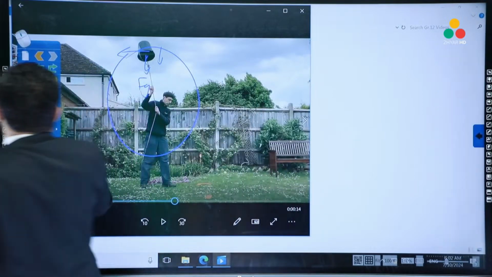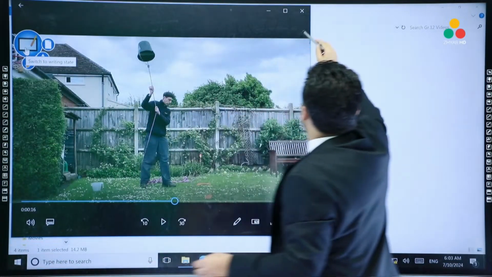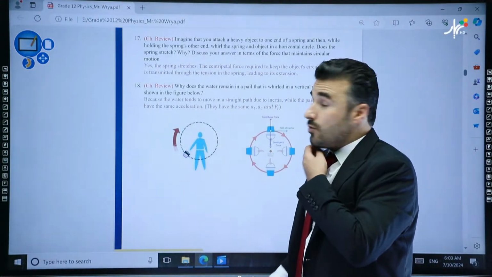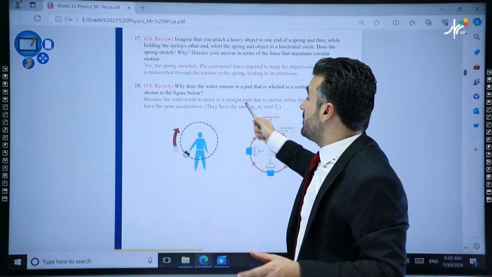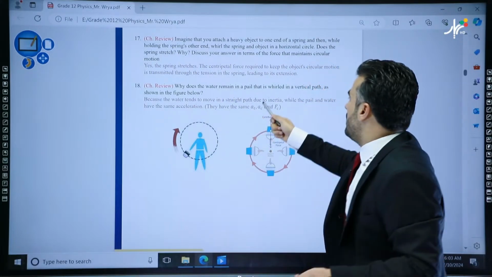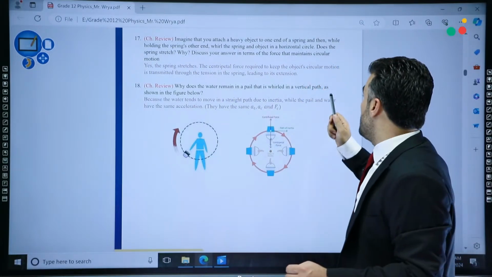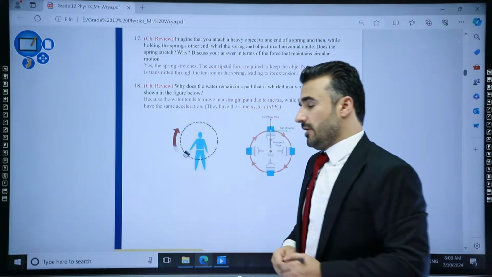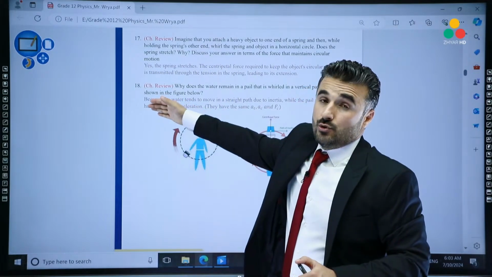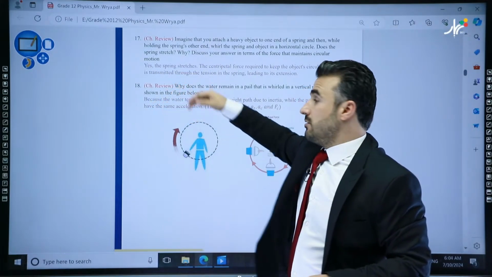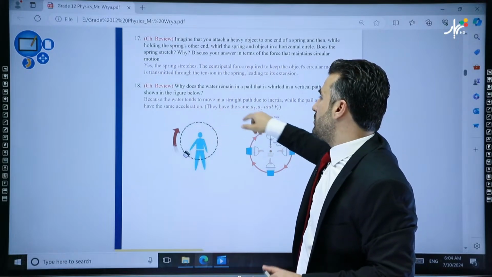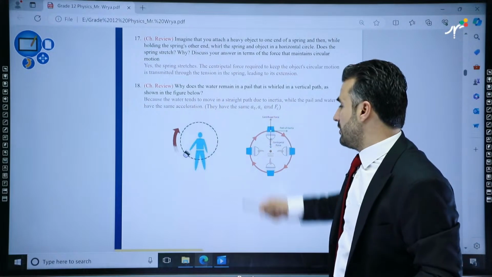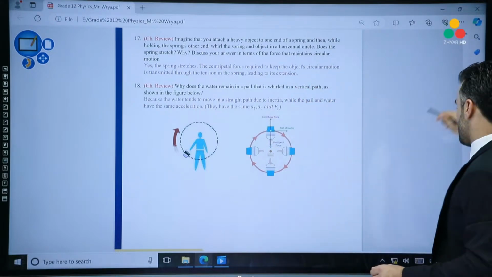But once again, why the water doesn't leak, or why we can move this through without water leaking, is that the water tends to move in a straight path due to inertia, while the bucket and the water have the same acceleration. Don't forget, the same acceleration, and of course, they do not fall down. The water is not coming out. They all have the same tangential acceleration, centripetal acceleration, and centripetal force as well.